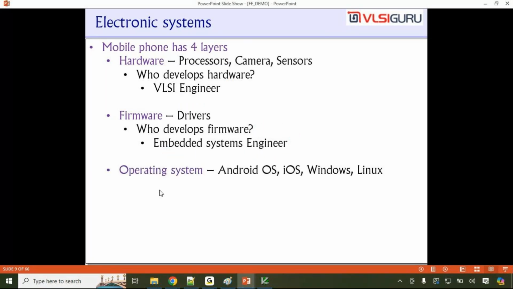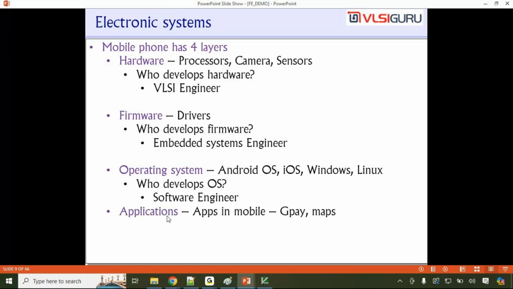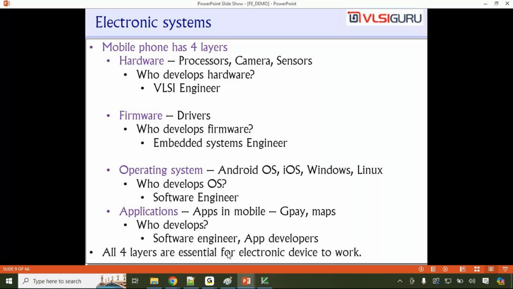Then we have got the third thing, operating system, like Android, iOS, Windows, Linux. Who develops OS? It is the software engineer. Then we have got applications, right? Apps in the mobile, GPay, maps. Who develops apps? It's the software engineer, or app developers. So all these four layers are essential for electronic devices to work. You can't think of a mobile phone without operating system. We can't think of a mobile phone without applications, right?